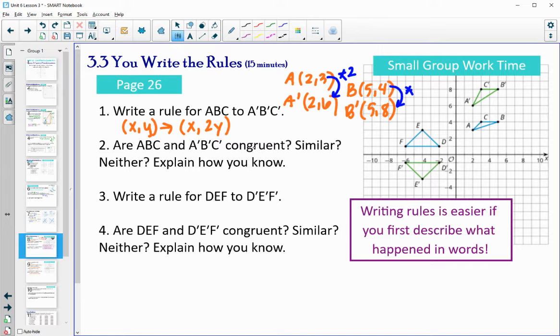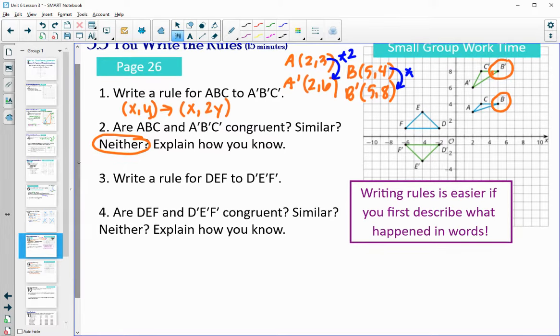So are these shapes congruent, similar, or neither? So I would say neither, because we only changed the Y value by a factor of 2. You can also see that the angles change. Specifically, it's pretty easy to see that angle B changes size. So this angle is much larger in this one. Okay, so right here is a lot larger. Could also compare the side lengths.